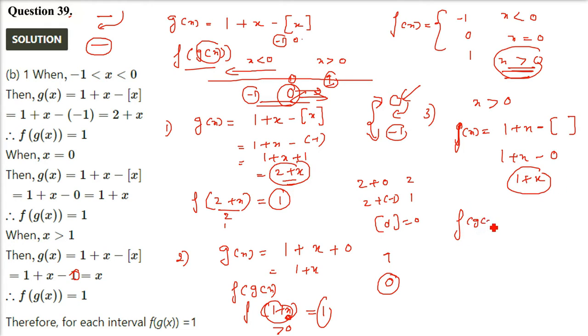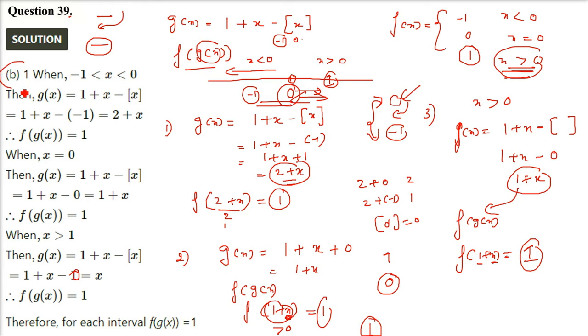So the same discussion with 1 plus x goes here. f(g(x)), that is f(1 plus x), and then you are adding something to 1, so it will always be greater than 0. So when x is greater than 0, the value will be 1. The same in all these three cases, you are getting f(g(x)) as 1. I hope you got the idea. The answer is B.